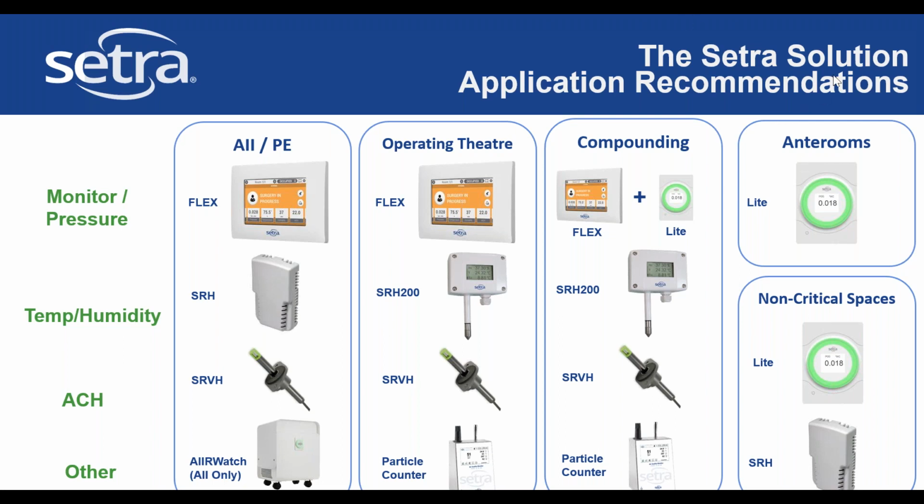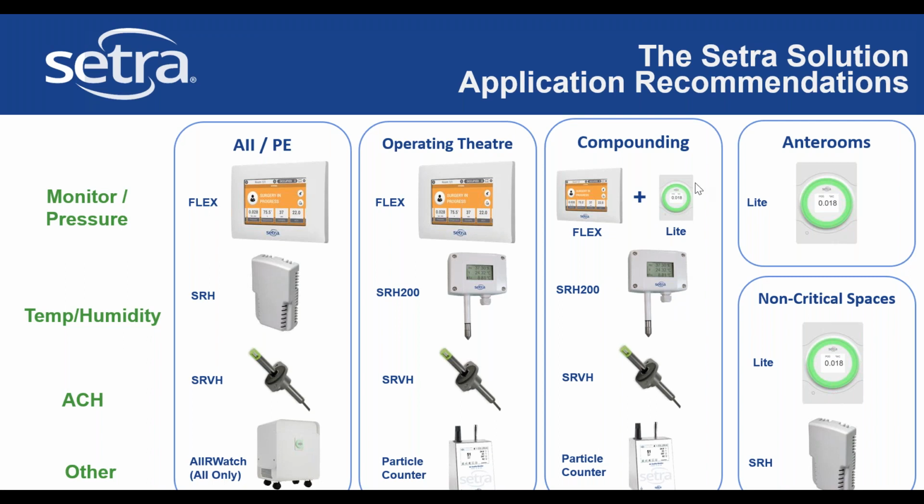And then the operating theater, again, the Flex, the SRH200, and a velocity sensor. This 200 is a more accurate temperature and humidity unit, and it has BACnet communications. So the SRH only has analog, but the SRH200 has BACnet as well. And then we also have a whole line of particle counters that you can implement as well. Compounding pharmacies look similar to operating rooms, with the addition of the Light for all of your anterooms.